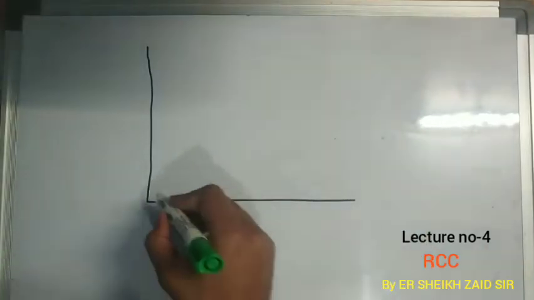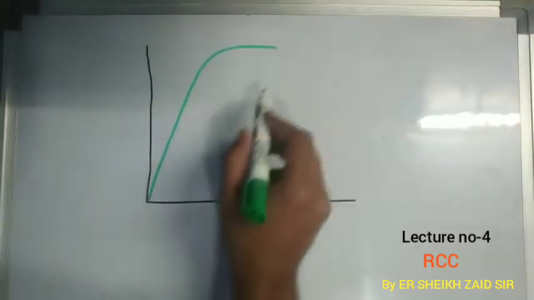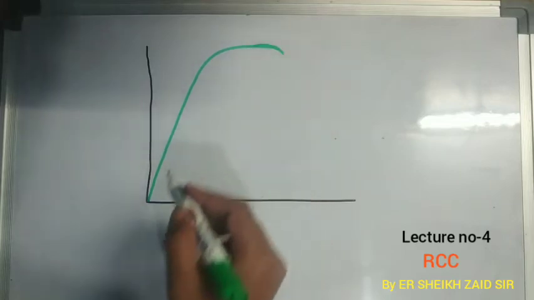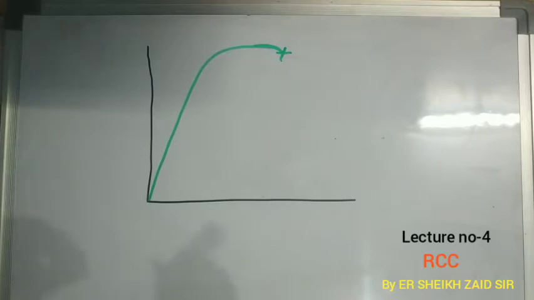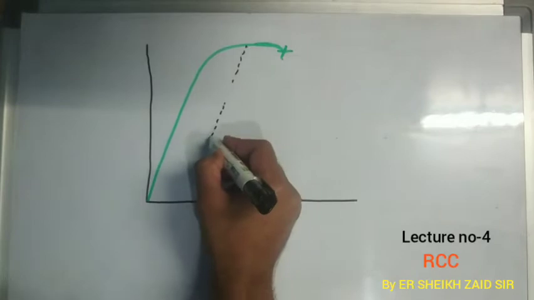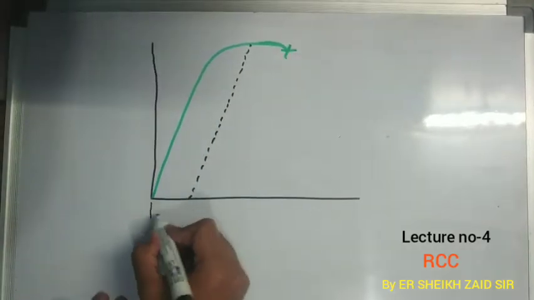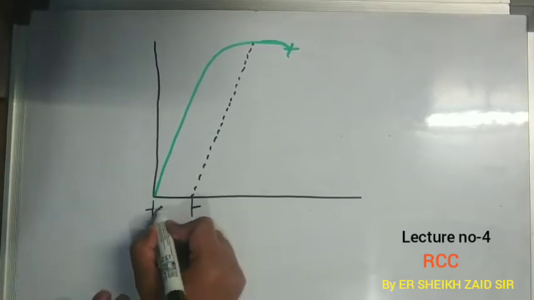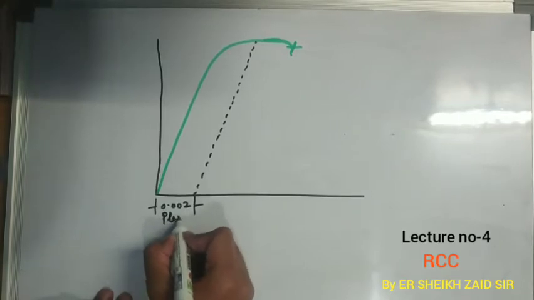So the stress strain curve of HYSD bars was like this, where it showed no specific yield point. So we assumed, as per IS 456, that it showed yielding at 0.2% of strain. That point comes to be like this. 0.2% means 0.002. And this strain is called plastic strain.